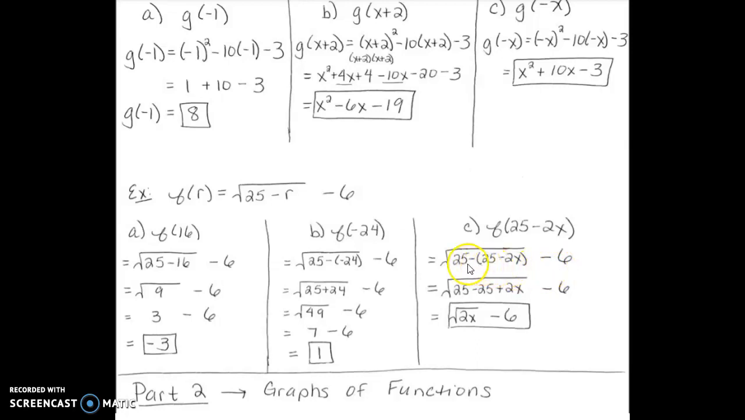So when we're cleaning up under here, the negative has to apply to all of this. So we're going to distribute this negative sign. So we have the 25 minus 25, and then the negative times the negative turns this to plus 2x. That's removing the parentheses. Then the 25 minus 25, those cancel, so they go away. So you're just left with 2x under the square root sign. So we have the square root of 2x, and then behind it is still the minus 6. And there's nothing more we can do in terms of simplifying.